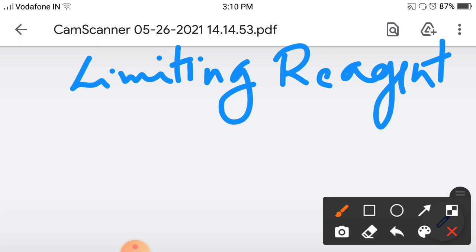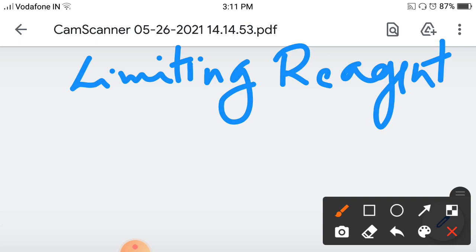Limiting reagent. And what is the limiting reagent actually? From the word itself we can understand that it is a reagent which is limited in amount. Hope you got that. It is the reagent which is limited in amount.